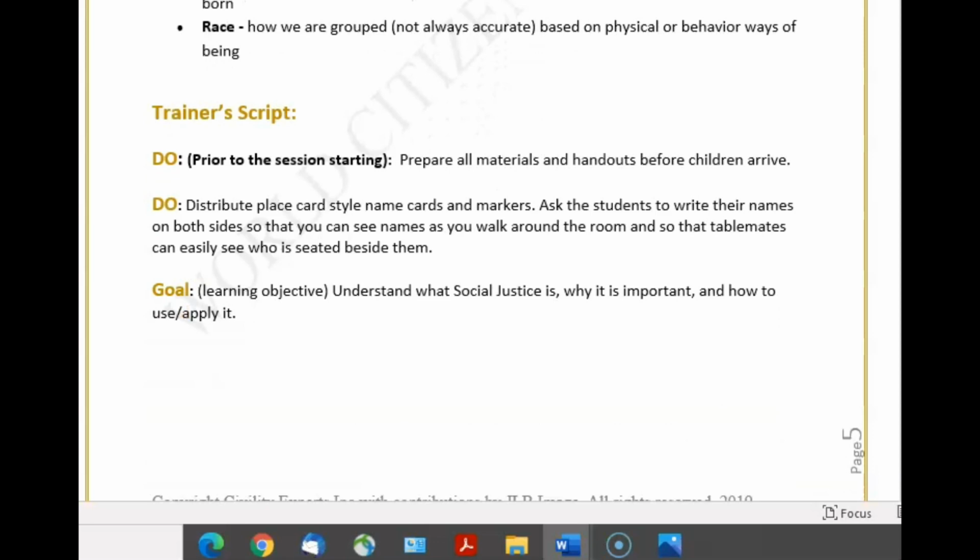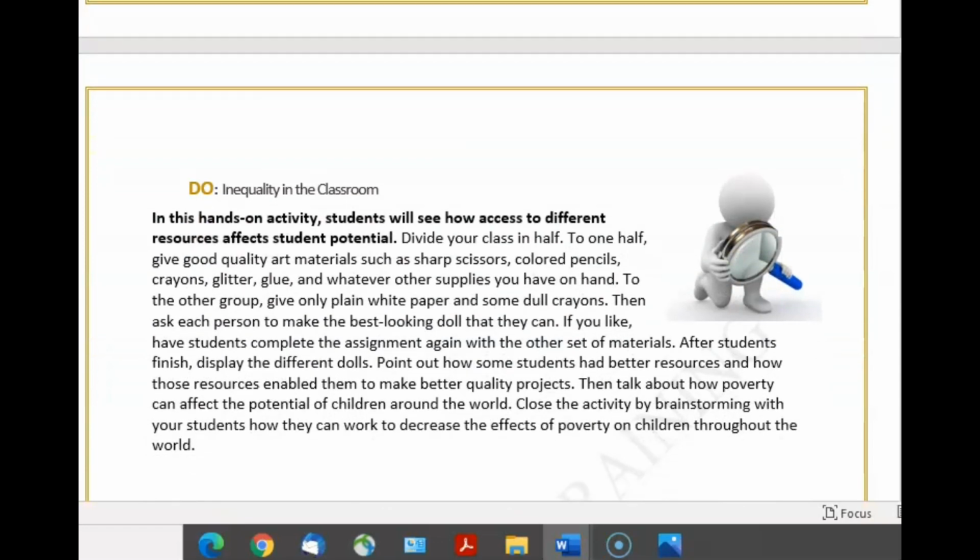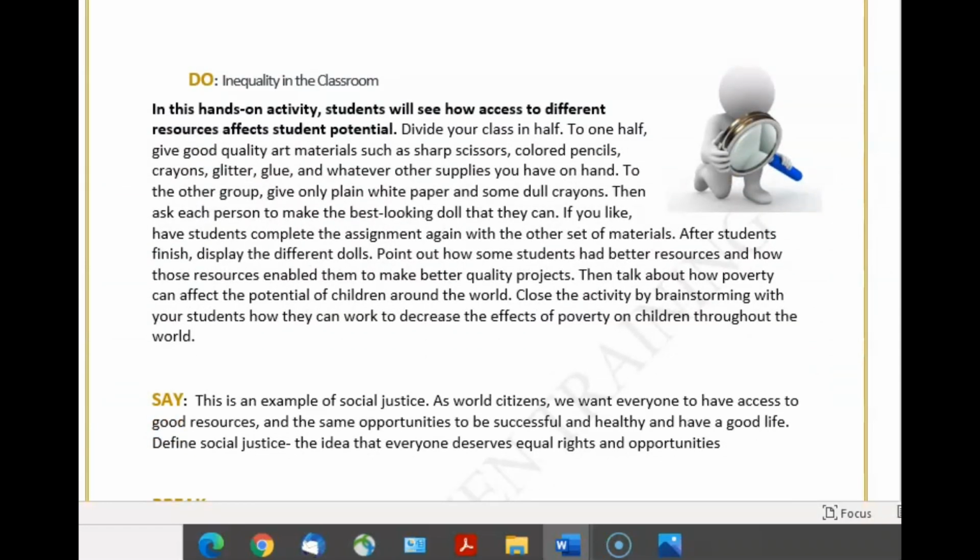So, of course, again, our goal is to understand what social justice is and why it's important. So this is a hands-on activity where we want children to understand how different resources affect potential. So we divide the children in half. In one group we're going to give good quality materials, and the other group we're only going to give limited resources. Maybe just a couple of crayons, not as many colors. We know that children are going to make a face and ask a question. They're going to wonder what's going on.